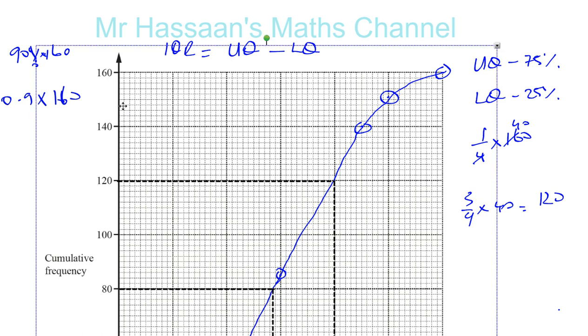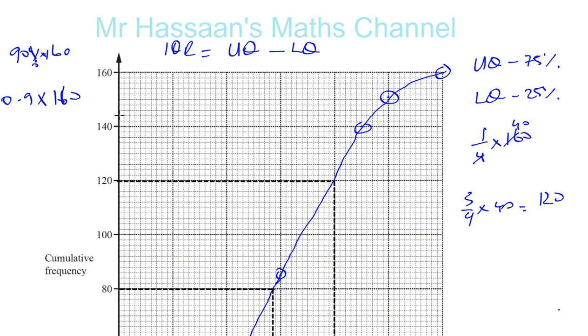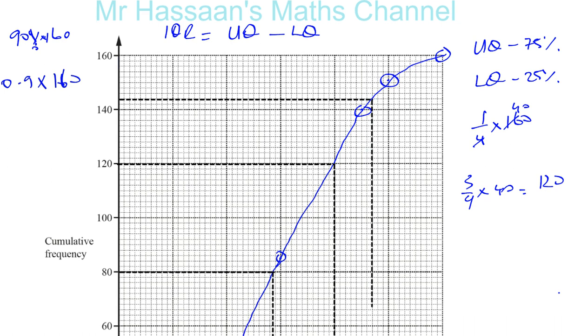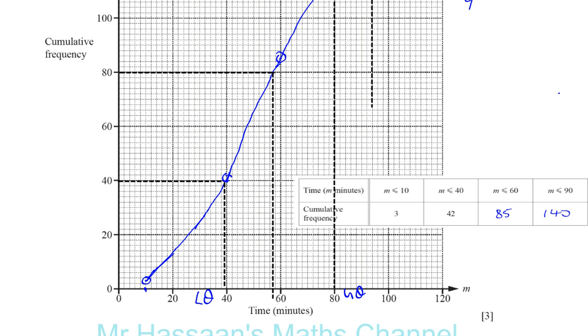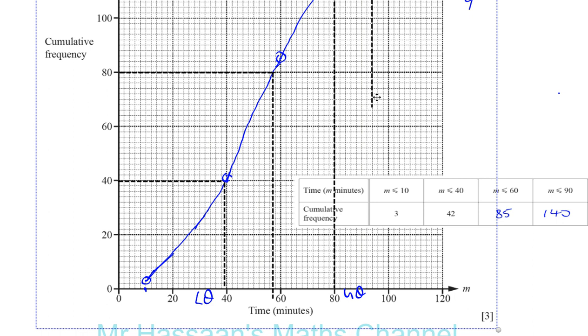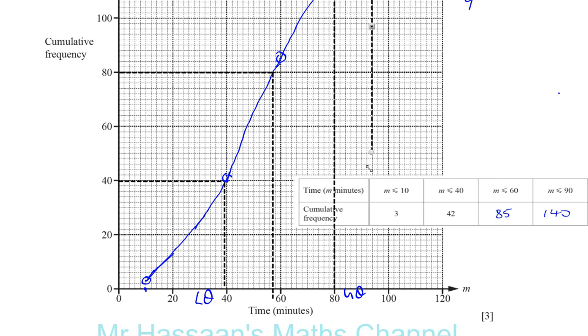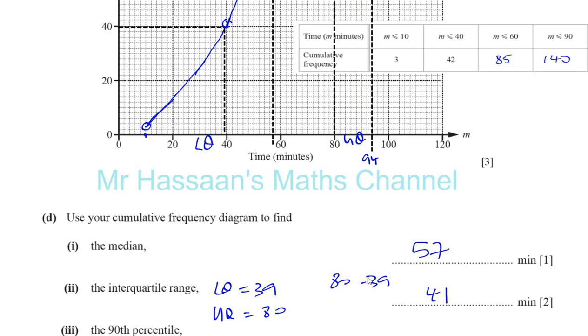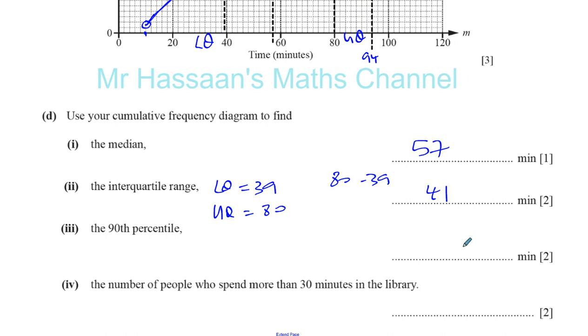144 is right here. Draw the line across. It hits right there. And you go down, and continue going down until you hit the x-axis. There we are. It hits right there, and that value is 94. So the value of the 90th percentile is 94 minutes. That means 90% of the people stayed in the library less than 94 minutes.